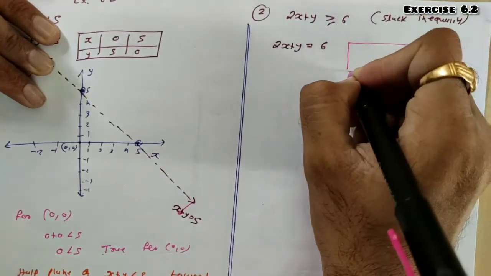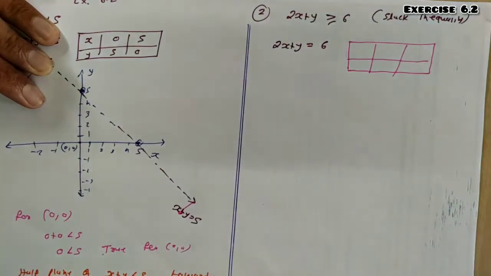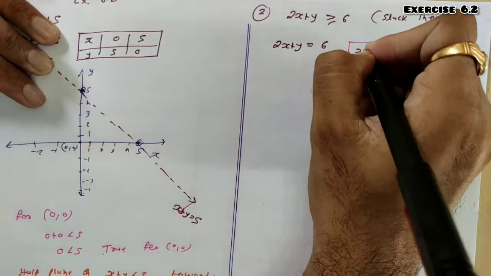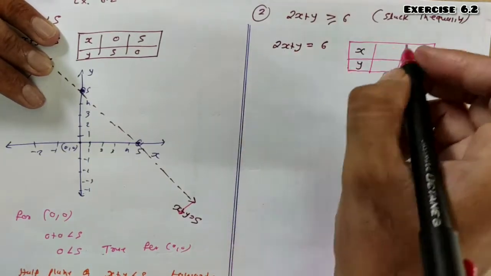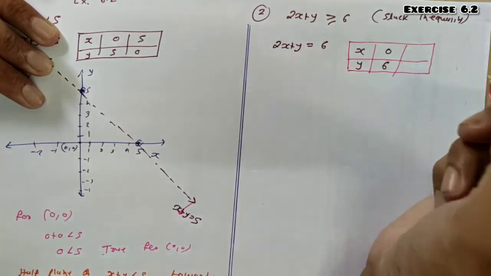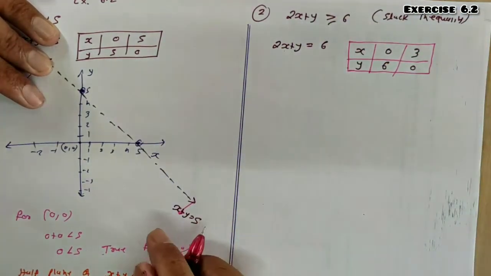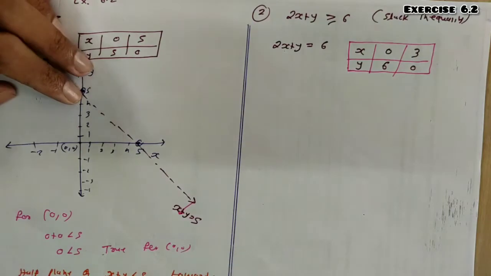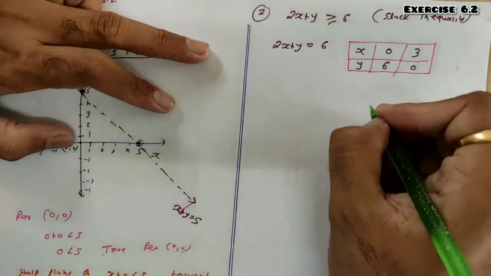So coordinate box will give us values of x and y. So this is our coordinate box. Consider different values of x and y. So if you take x equal to 0, you get y equal to 6. And if x equal to 3, y equal to 0. So 2 points are there. Now we can draw the line 2x plus y equal to 6 in our Cartesian plane.